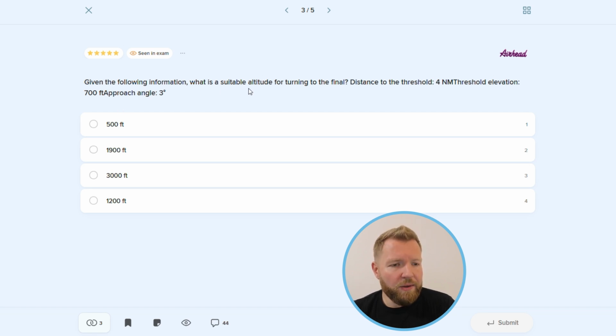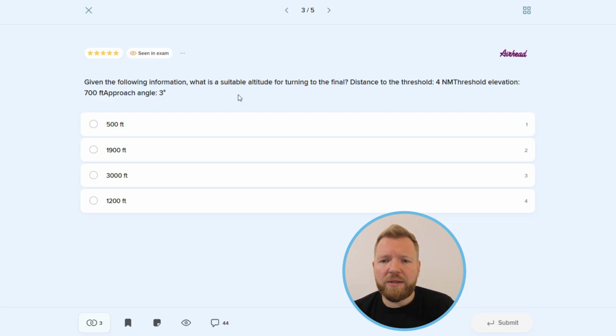Given the following information, what is a suitable altitude for turning the final? Distance to the threshold 4 nautical miles, threshold elevation 700 feet, approach angle 3 degrees. And options are 500 feet, 1,900 feet, 3,000 feet, 1,200 feet.